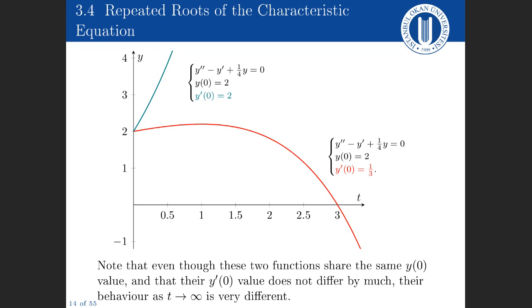And the second initial conditions are not that different. It's not like one is plus 1,000,000 and the other one is minus 1,000,000. We have y'(0) is equal to 2 and y'(0) is equal to 1/3. They're quite similar. They're not that different. And yet the behavior of the solutions is very different. The red curve goes down to minus infinity as t increases. This blue, or teal, curve goes up to plus infinity as t increases.